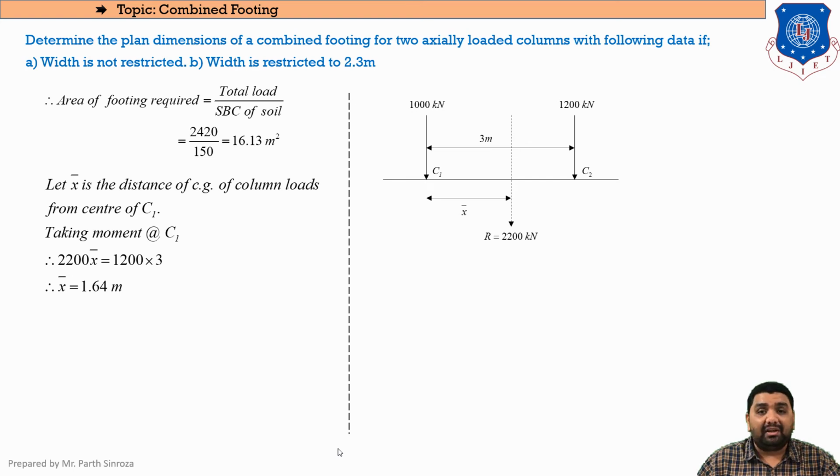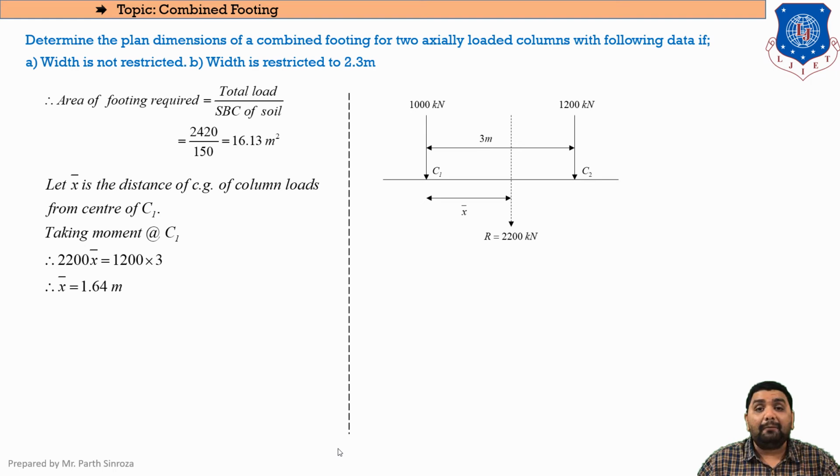We can take a moment across C1 and we can take the moment across C2. Here we'll be taking the moment across C1, so C1 will be 0. So we'll be getting the resultant of two forces, that is our resultant R and the C2 force. The C2 force will be providing a clockwise moment, and it will be 1200 into 3, that is the distance. And our 2200 will be providing a similar moment.